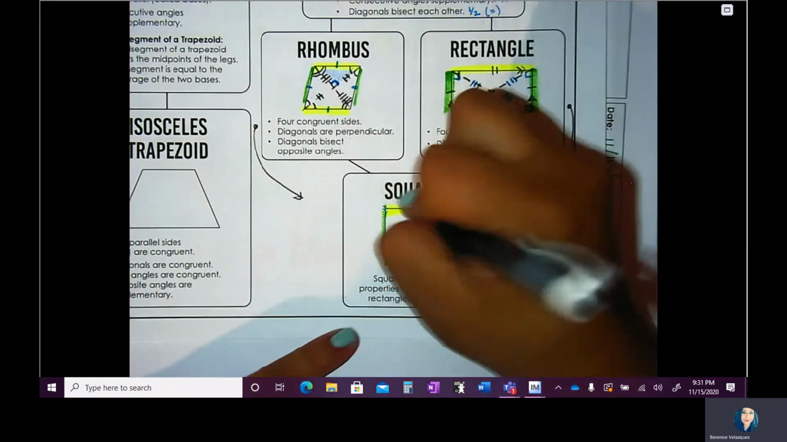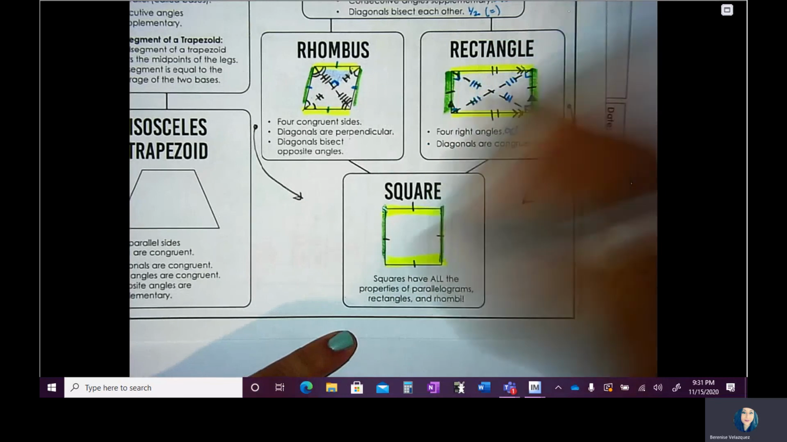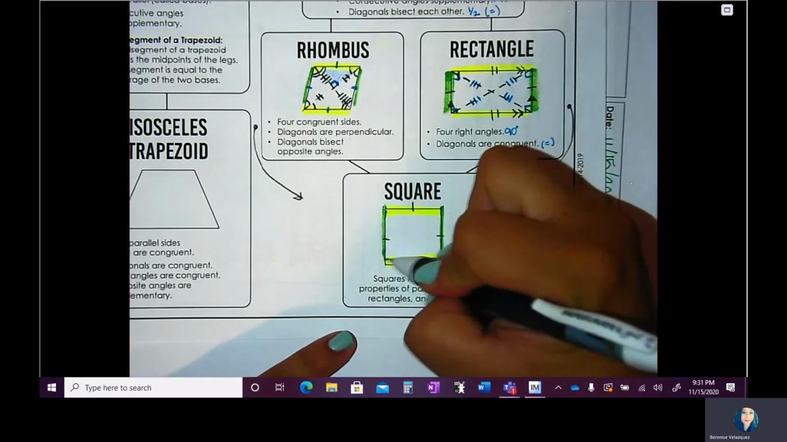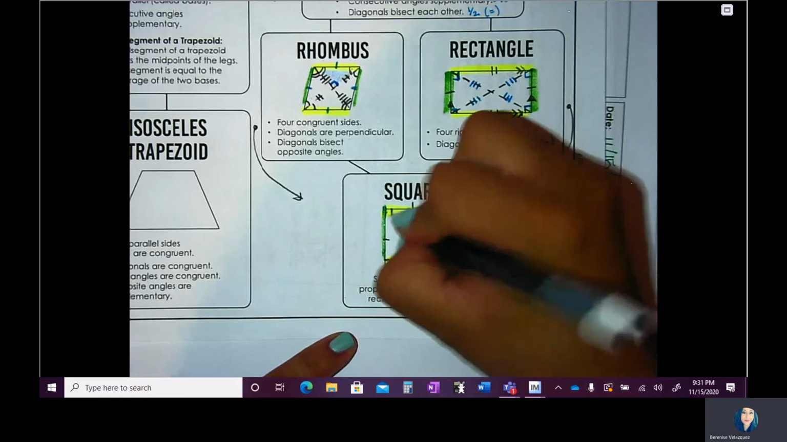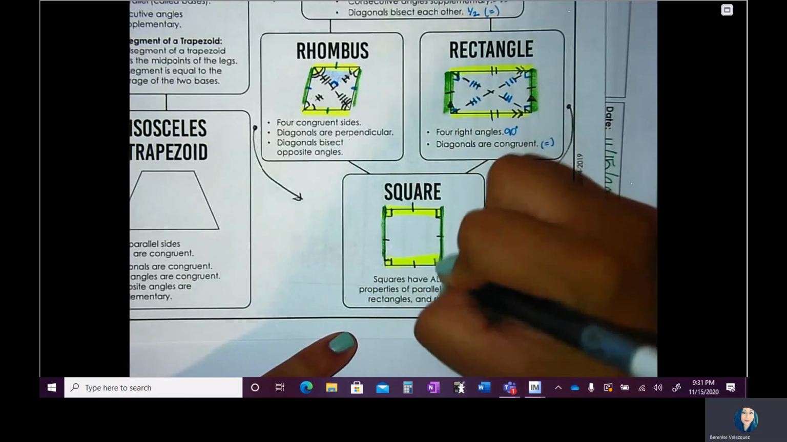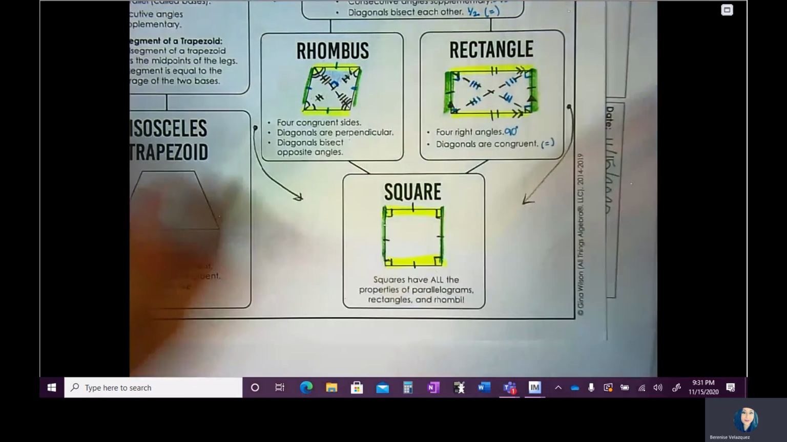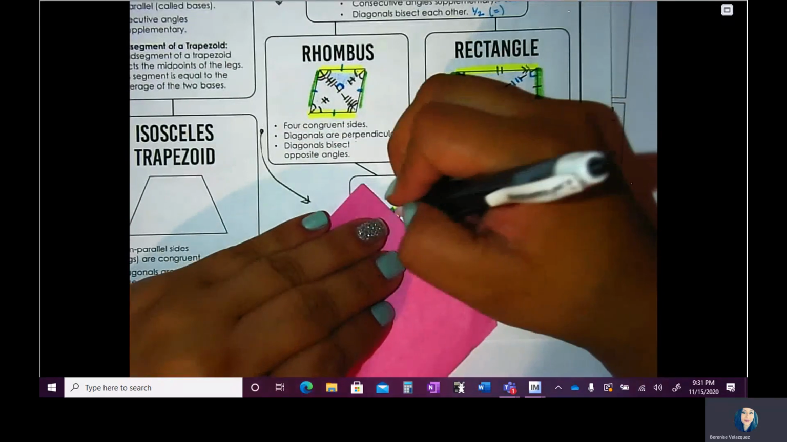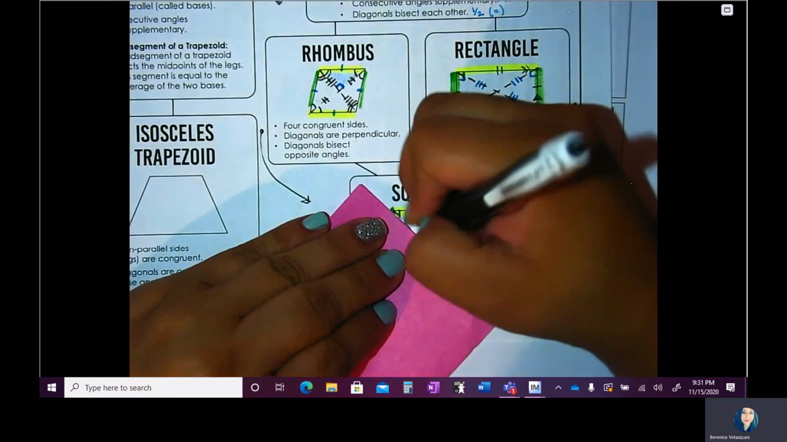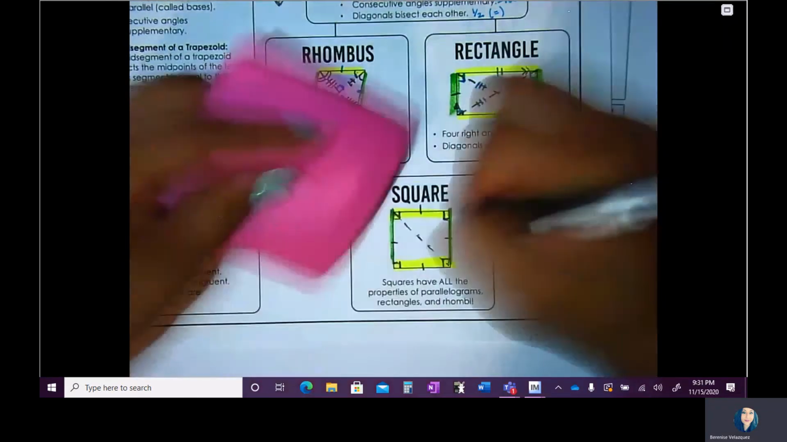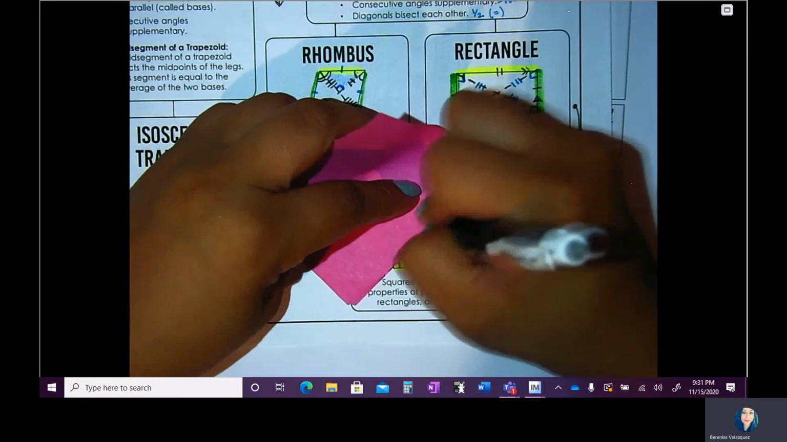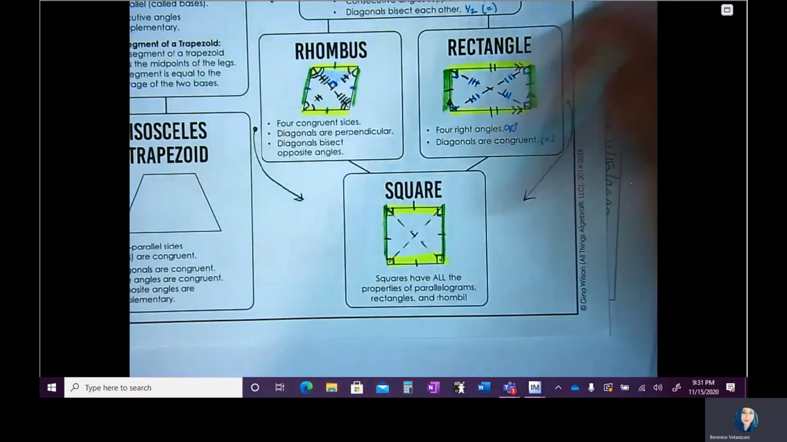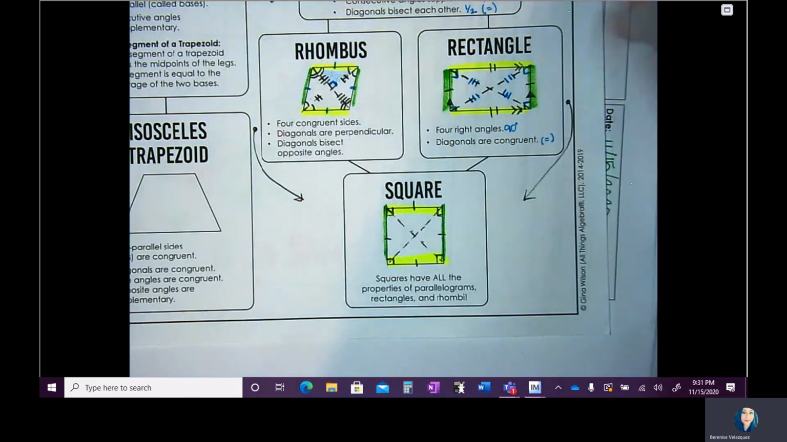So just like in a rhombus, this is all going to be the same. But not only does it have what the rhombus has, it also has what the rectangle has. So all the sides are also 90 degrees. But it doesn't end there. Since it's the perfect shape, it also tells us the diagonals get bisected. So I'm drawing my diagonals in. Again, they don't have to be perfect. I just grabbed a sticky note to make them a little bit straighter because it is a square and I want it to look nice.